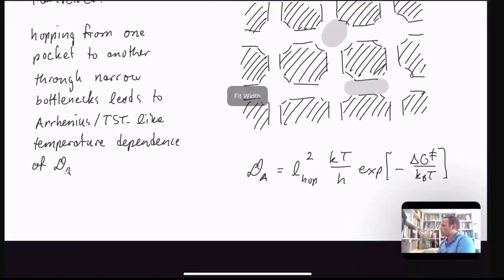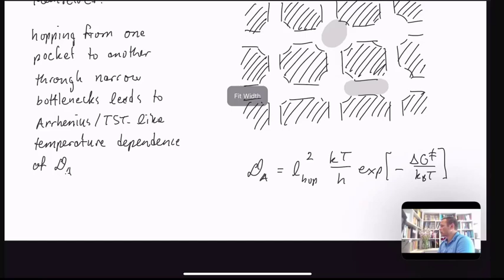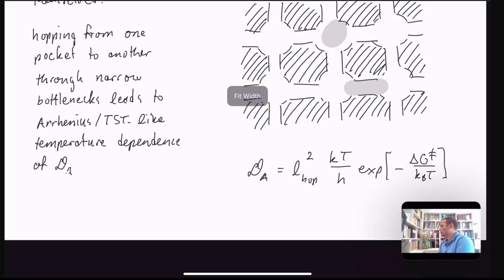So this is the expression for the diffusivity in that case. You'll recognize transition state theory at the core of this. The key feature here is that each time the event happens, that kT over h times the Boltzmann factor for the activation term, you're moving by a length L_hop going from one chamber to another, and that gives rise to an L_hop squared after considering the random walk.